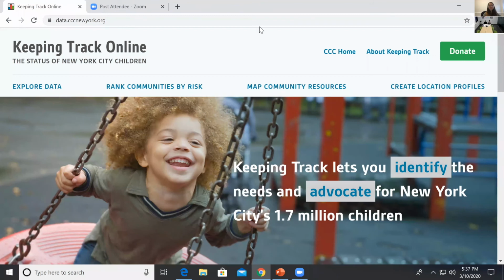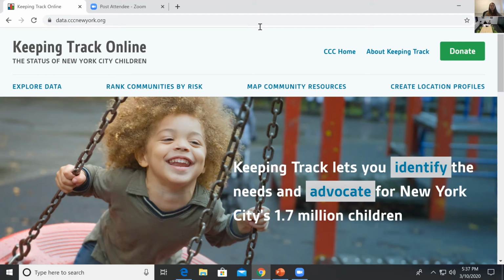And finally, the last data tool that we're going to talk to you about is CCC's own data tool called Keeping Track Online. The limitation of this is that it is New York City specific. The strength of this is that if you do live in New York City, this is the most comprehensive database on child well-being indicators that we know of in the entire country. We have been to some international symposiums too, where this is held up as a standard of how to collect data in a way that communities can use it for social action. And so this is a really robust tool to use for folks who live in New York City.